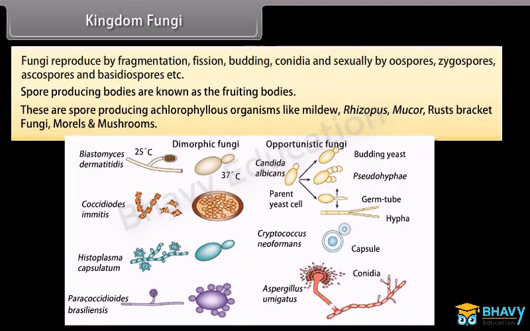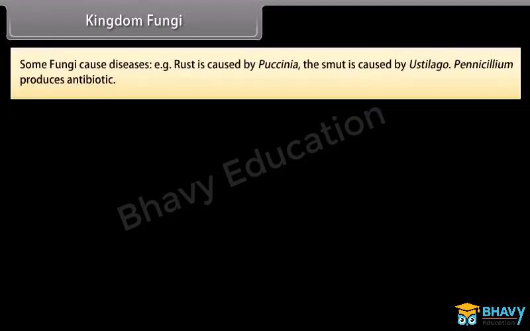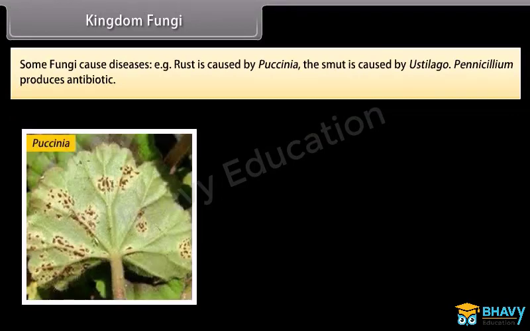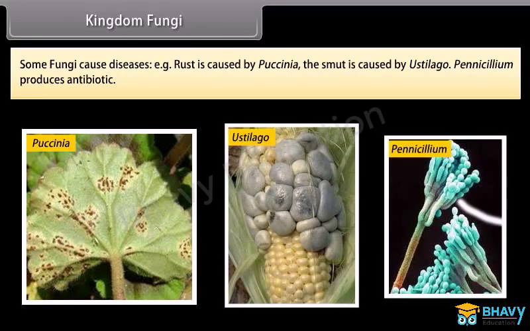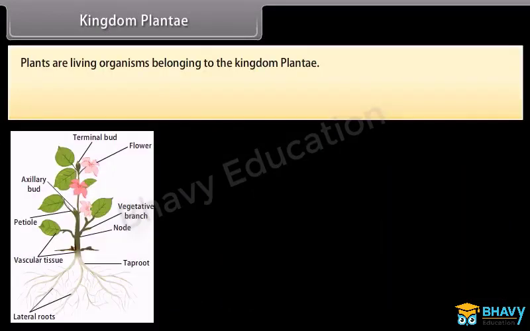These are spore-producing achlorophyllous organisms like mildew, rhizopus, mucor, rusts, morels, and mushrooms. Some fungi cause diseases. For example, rust is caused by Puccinia, and smut is caused by Ustilago. Penicillium produces an antibiotic. Kingdom Plantae. Plants are living organisms belonging to the kingdom Plantae.